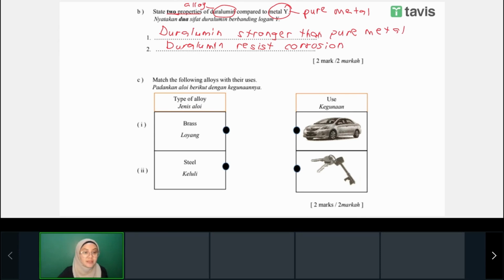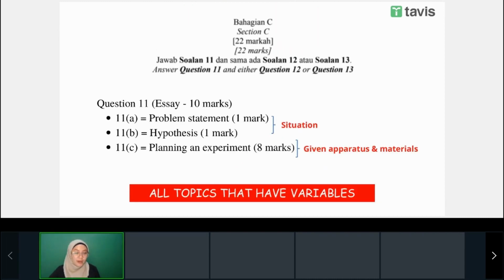Alright, now let's go to C. Match the following alloys with their uses. Okay, now you have brass, you have steel. Steel, usually, you know that steel, how do we make a car? We are using steel to make a car. And brass, usually for smaller components such as keys, baking cake pots.